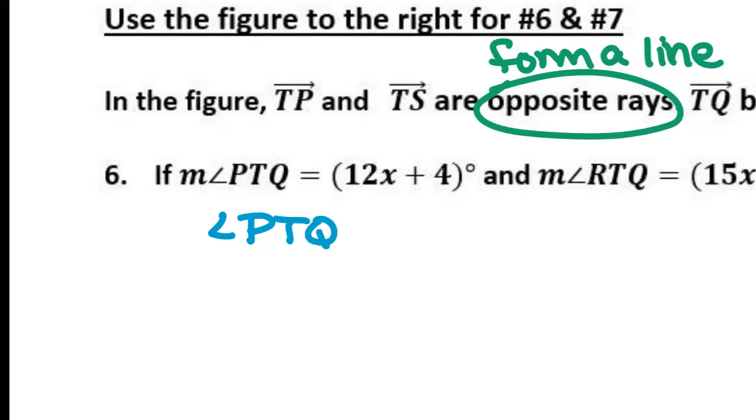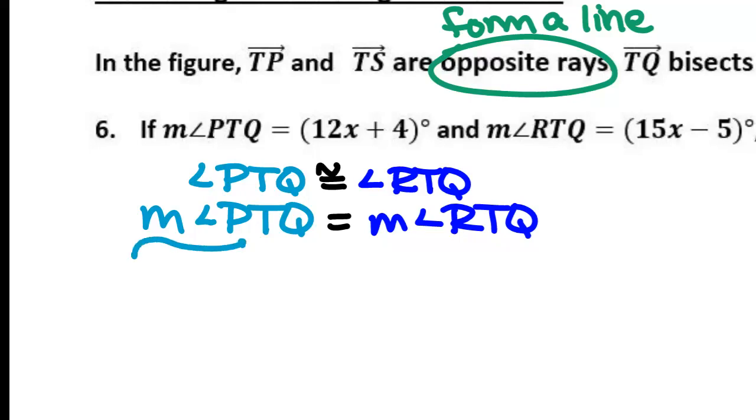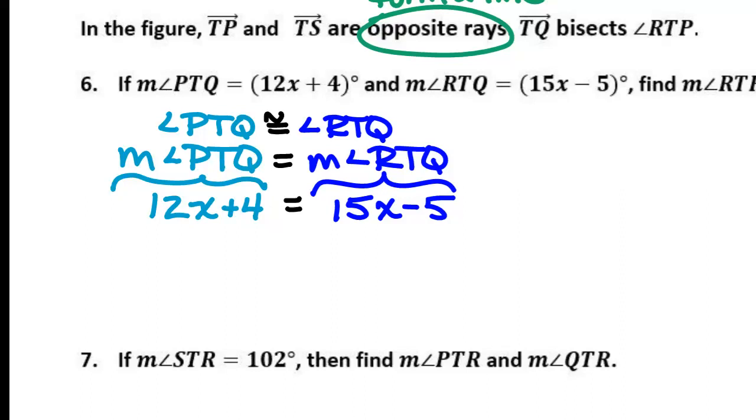So angle PTQ is congruent to angle RTQ. That means the measurement of angle PTQ is equal to the measurement of angle RTQ. Angle PTQ is 12x plus 4. So we're taking that and setting it equal to RTQ, 15x minus 5. And now we're going to solve this for x.